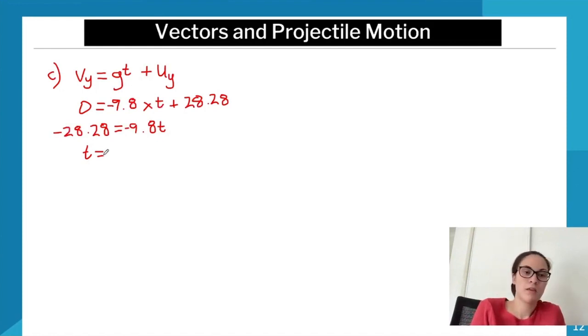So negative 28.28 divided by negative 9.8, that's going to be 2.8, I'm going to round it to 2.89 seconds. Always round to 2 decimal places if they don't specify what you need.